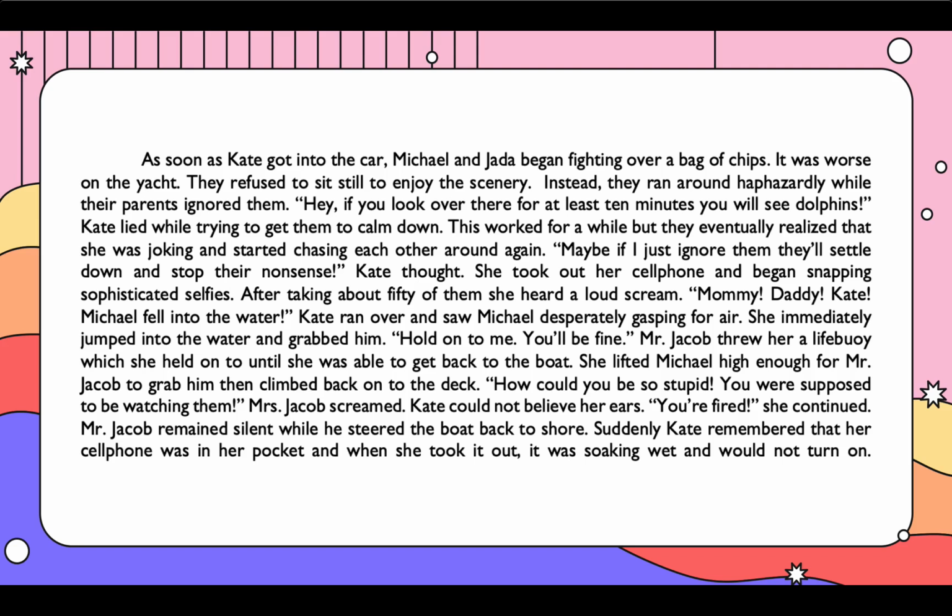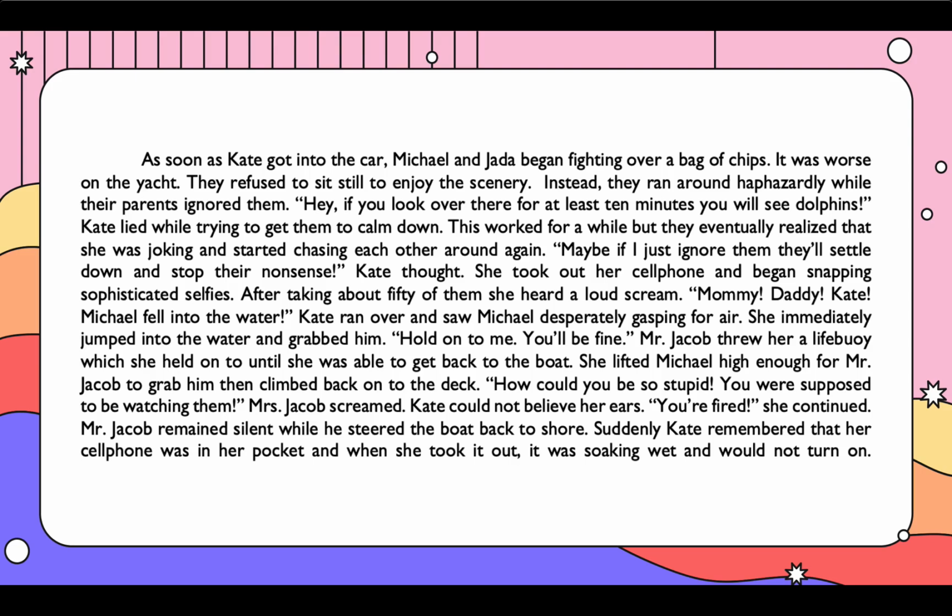Mr. Jacob threw her a life buoy, which she held on to until she was able to get back to the boat. She lifted Michael high enough for Mr. Jacob to grab him, then climbed back to the deck. "How could you be so stupid? You were supposed to be watching them," Mrs. Jacobs screamed. Kate could not believe her ears. "You're fired," she continued. Mr. Jacob remained silent while he steered the boat back to shore.